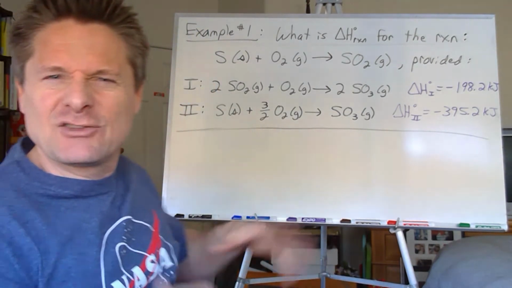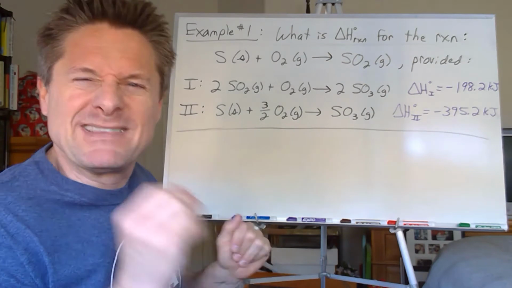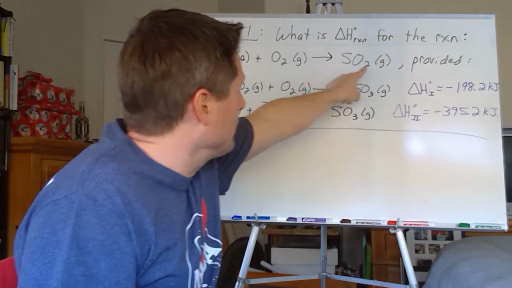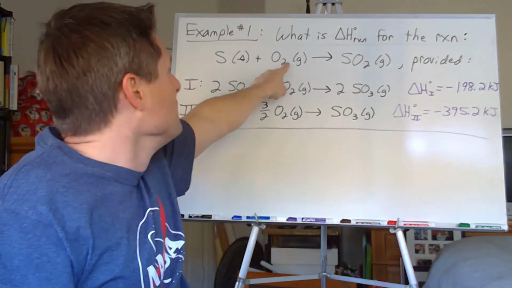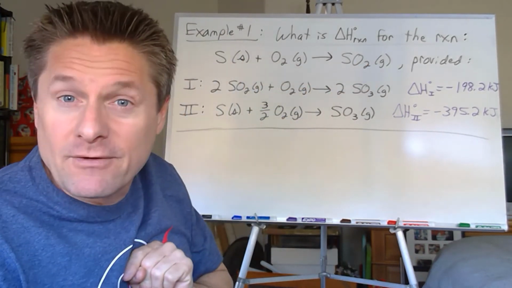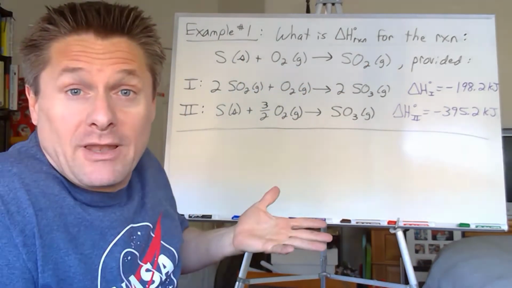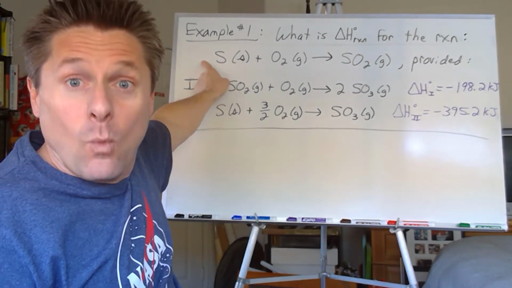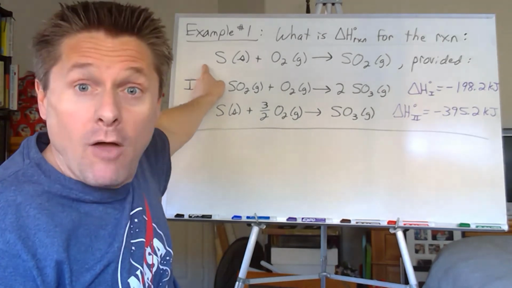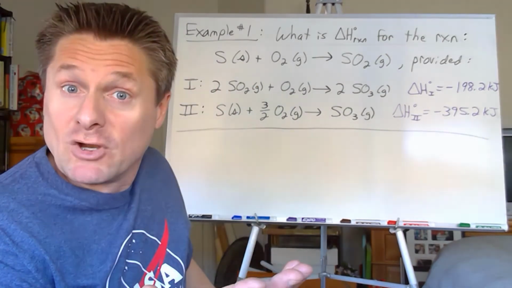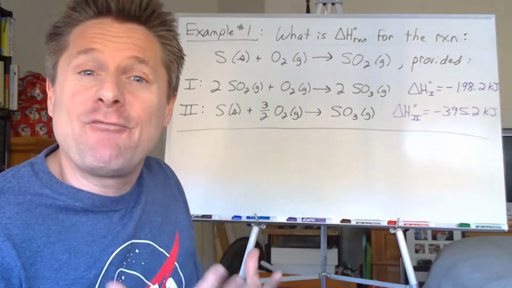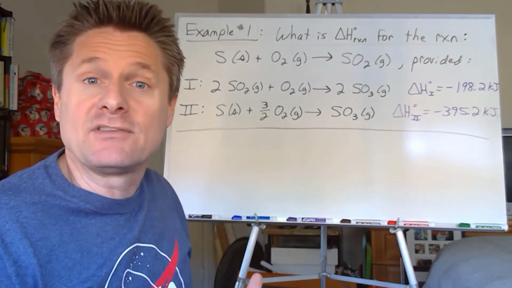So let's go through the thinking process here. There's no specific way to do it, but this is how I like to do it. Here's the equation of interest, right? I've got sulfur solid, oxygen gas, and sulfur dioxide. So I'm just going to start on the left-hand side. I'm going to look at sulfur solid. I need to get, do you agree, 1 mole of solid sulfur on the left-hand side, the reactant side. Agreed? So let's take a look at the equations provided. Let's see if we can find an equation that has solid sulfur.